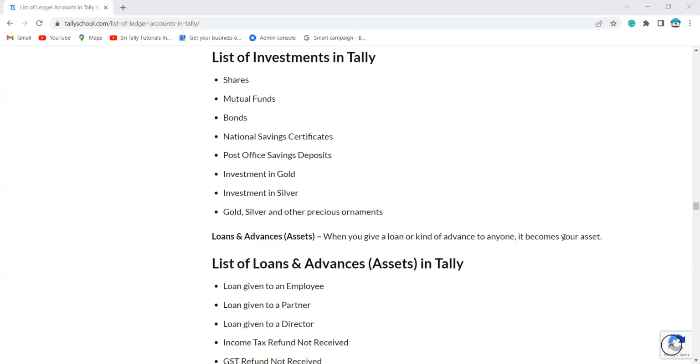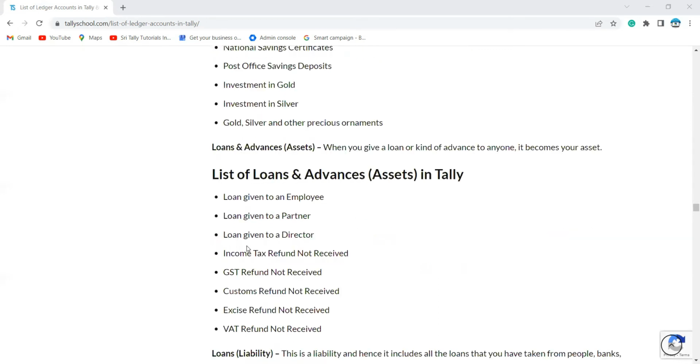Suppose Raju has taken a salary advance. Raju's salary advance comes under loans and advances asset. So employees taking loans from an employer, all those loans come under loans and advances asset. Loan given to an employee, loan given to a partner, loan given to a distributor: all this comes under loans and advances.